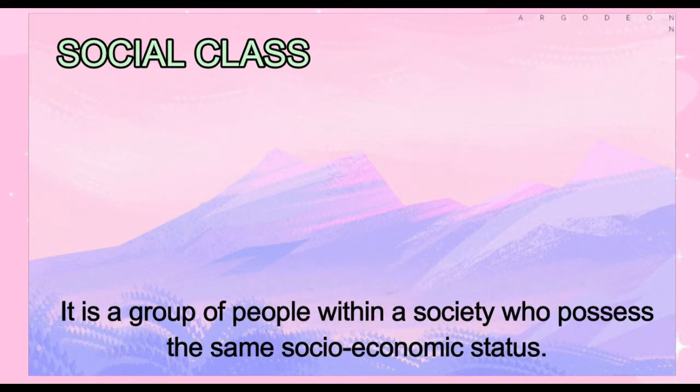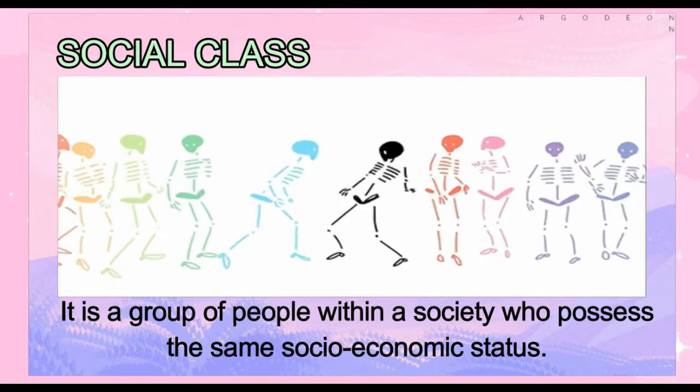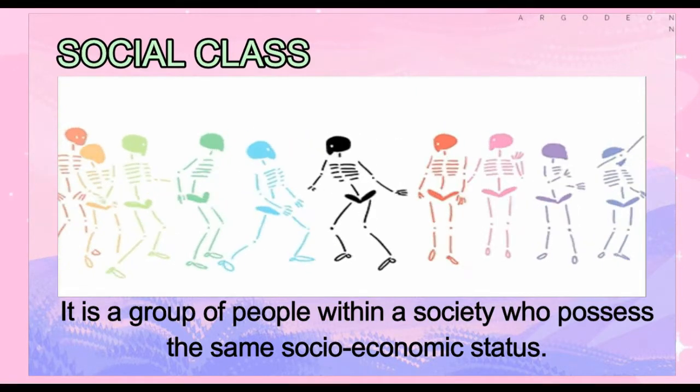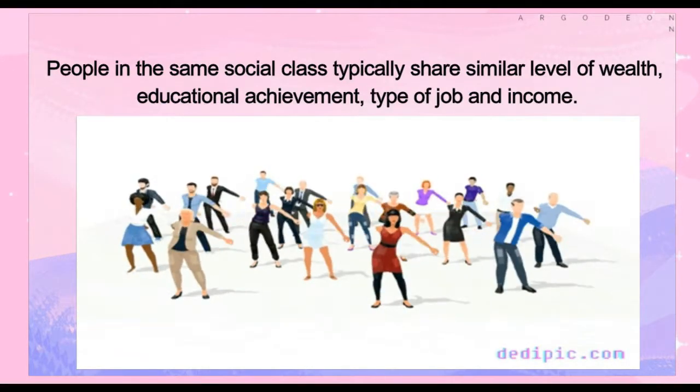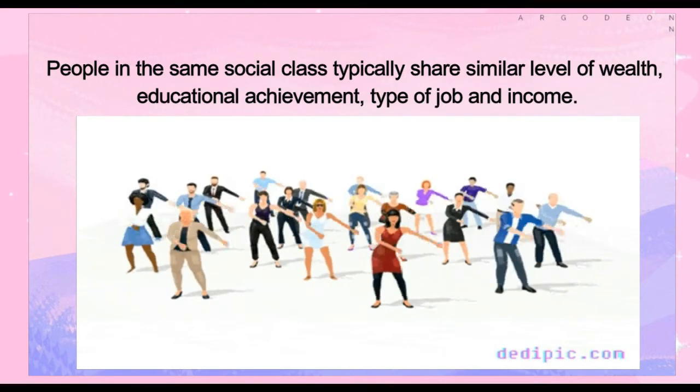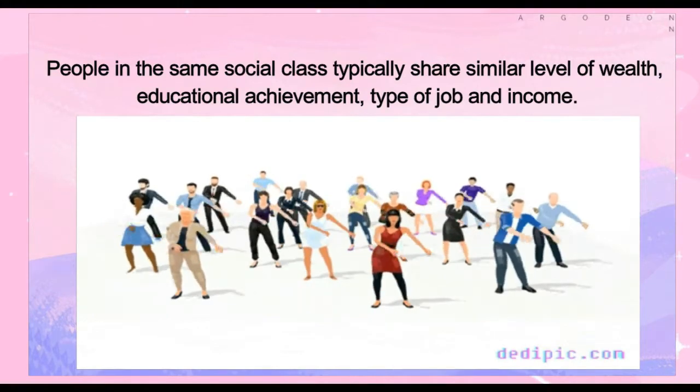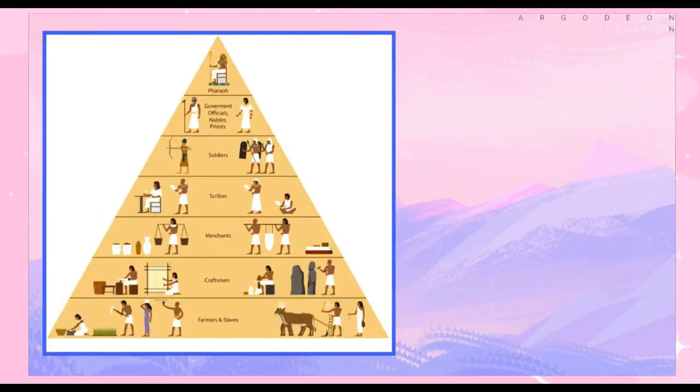Social class is a group of people within a society who possess the same socio-economic status. People in the same social class typically share a similar level of wealth, educational achievement, type of job, and income. Let's take a look at the social structure of ancient Egypt.